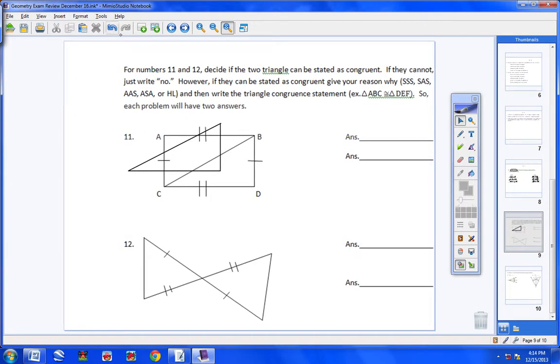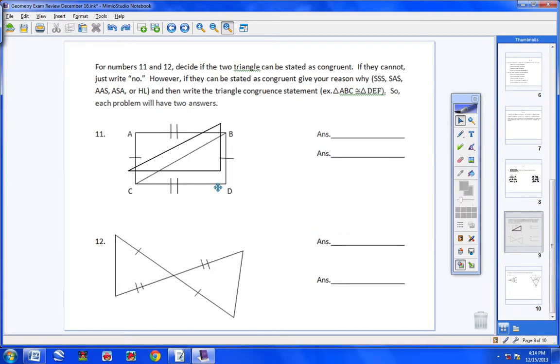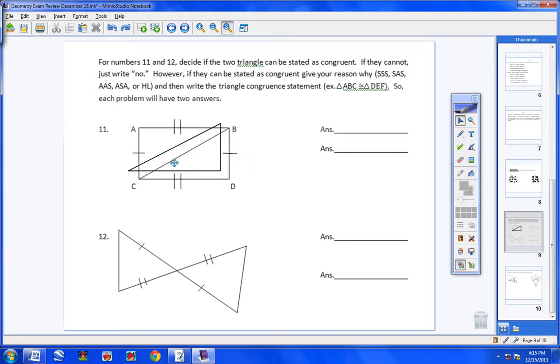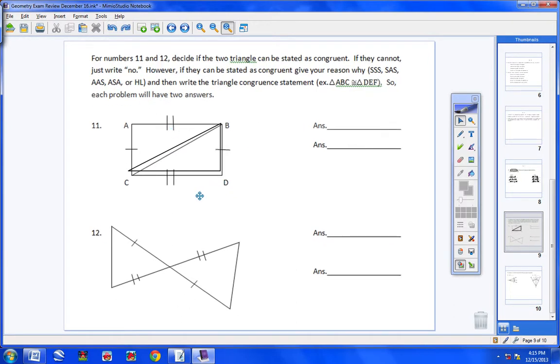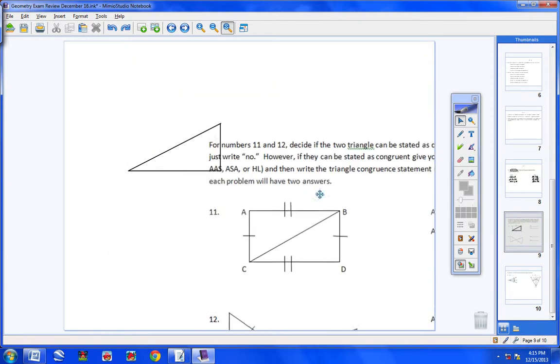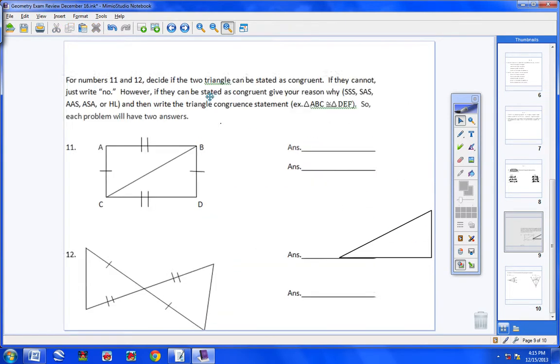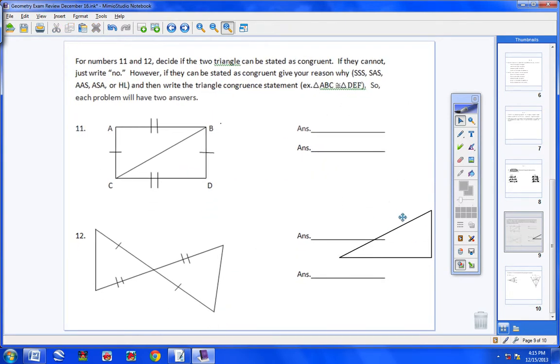And that's not what I wanted to do. Let's see if I can do it this way. And that's not what I wanted to do. So, there we go. Okay. More than one way to skin a cat.